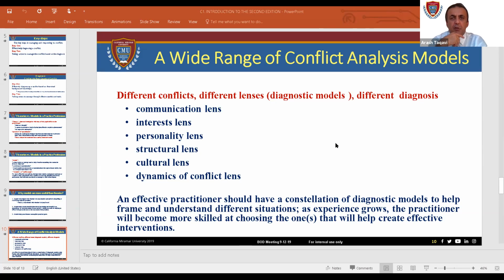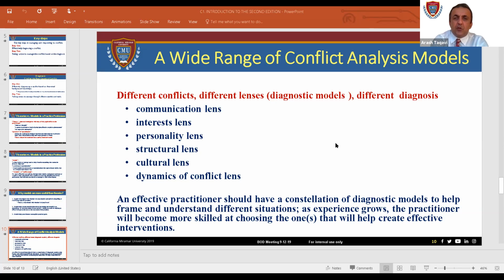Second one, interest lens. We will talk about it. Sometimes we have overlap of interest and conflict of interest with each other. It is the interest lens. What is your model? It is the model based on interest. And personality lens. So it is about individual differences, not about the interest, not about the power, not about the prestige. It is about personal traits or personality traits.